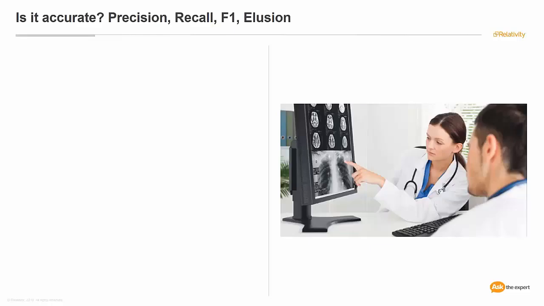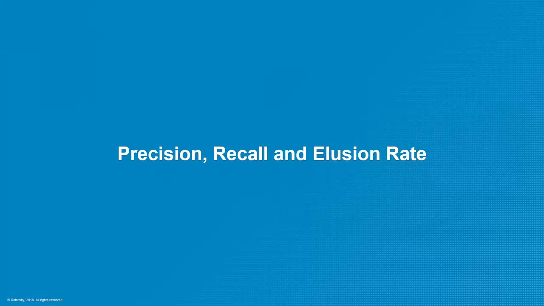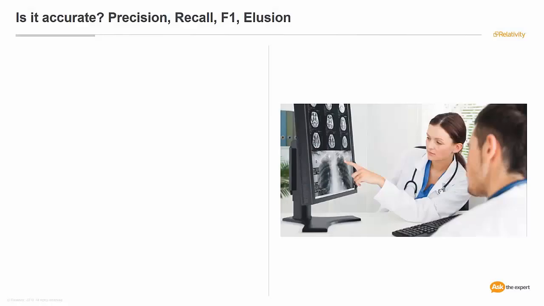Okay, so we're going to talk about precision and recall, which are terms that you've probably heard before, and we'll talk about elusion rate, which is one that you may not have heard, but is in the same realm. When we're talking about precision and recall, sometimes F1 comes up, sometimes elusion. What we're really talking about is measuring the accuracy of something. It could be a test, a model, an algorithm, or a prediction, but we're talking about measuring the accuracy of that.